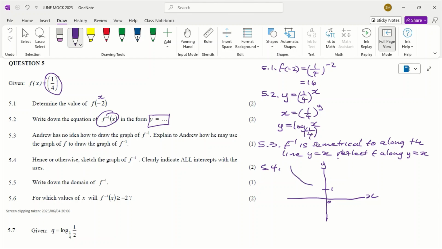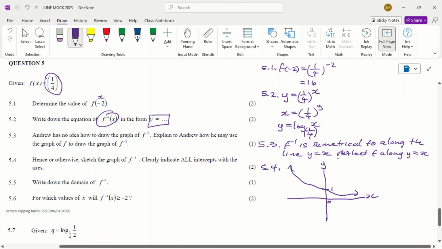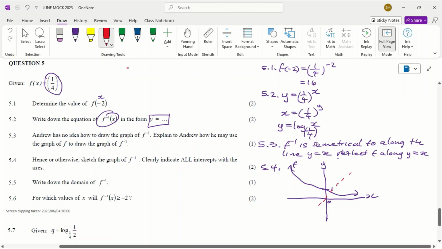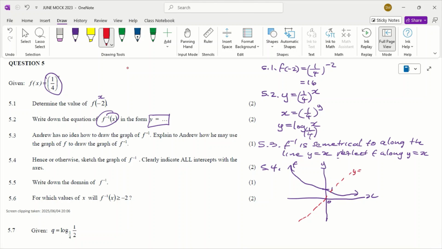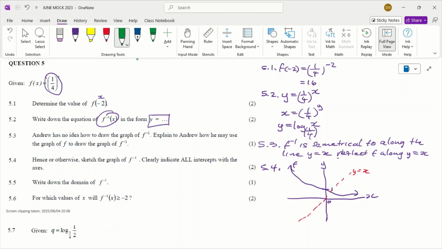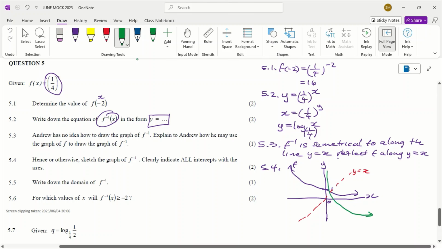Then what we need to do now is reflect it along the line y is equal to x. So this is the line y is equal to x. And if you reflect this function along the line y is equal to x, it will be like this. And then now it will have an x-intercept of (1, 0). So the green line is our inverse function. So that's how simple it is. Then we can go to the next question.